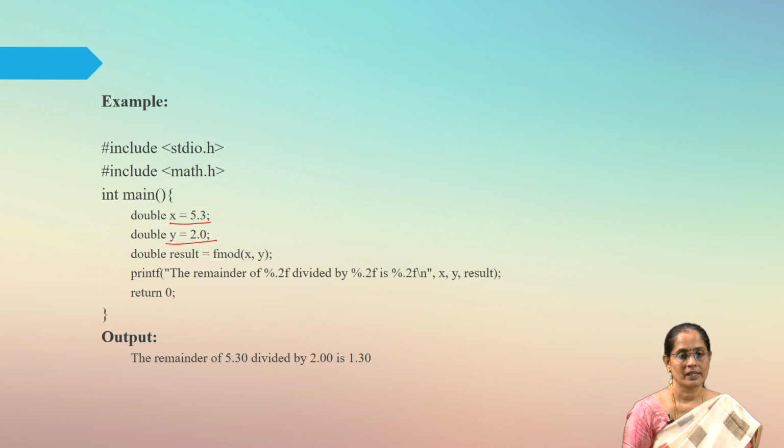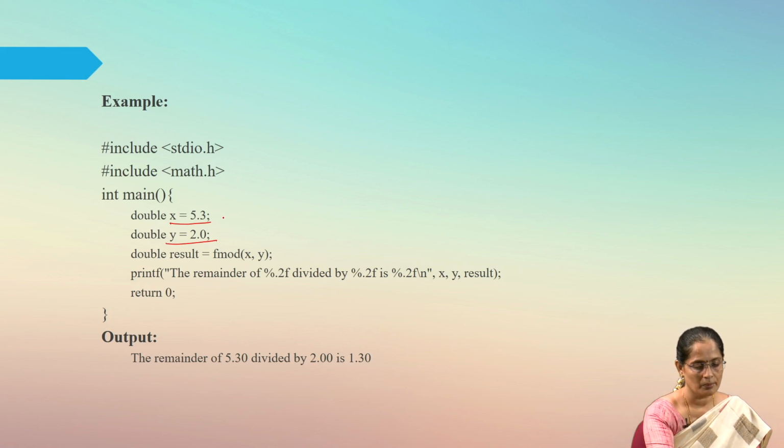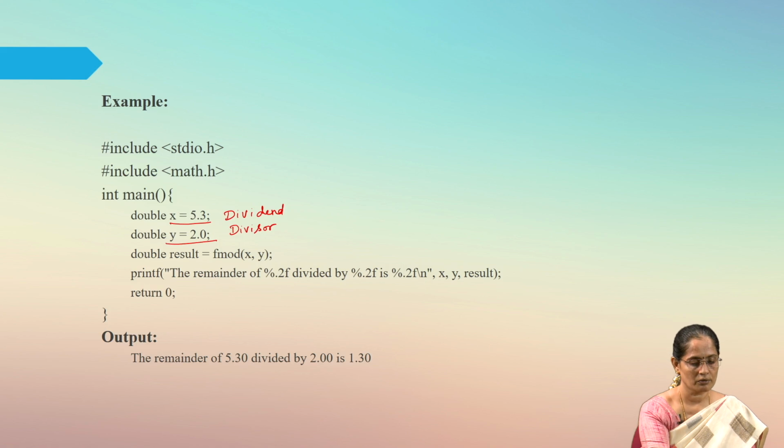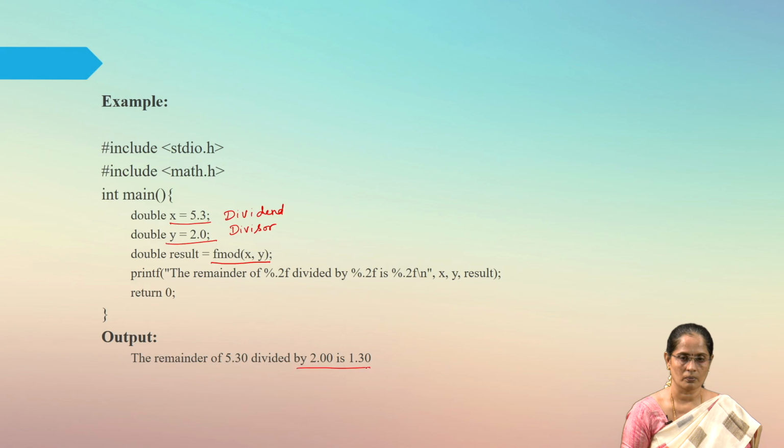So, if I want to find the remainder of the division between 5.3 and 2.0, we will assume 5.3 to be the dividend and 2.0 to be the divisor. So, it satisfies the condition that the divisor should be a non-zero value. Hence, we can make use of the fmod function and allow the remainder to be calculated, and we will get the remainder of the division as 1.30.